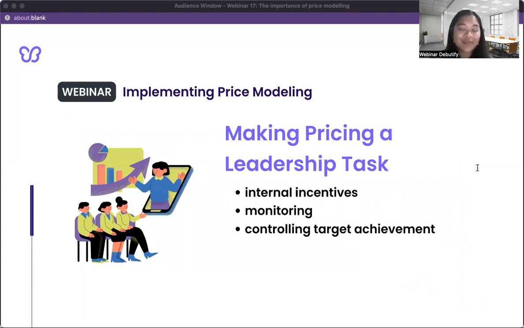So another important thing is to ensure that pricing is a leadership task. What does that mean? Strong leadership and enforcement are necessary for successful pricing. Additionally, internal incentives, monitoring, and controlling target achievement can help you achieve your pricing goals.